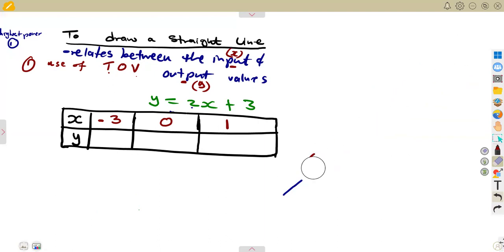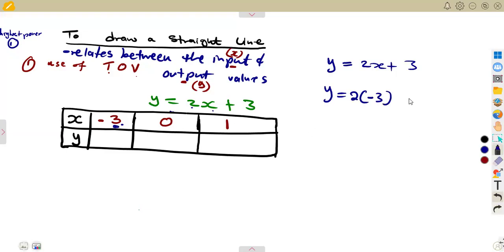Straight line. So that is the idea there. You're just going to substitute your x values to obtain the y values. When x is -3, you are substituting into the equation that you are given, the 2x. In place of x, you are going to substitute the x value. This is our input. And x is -3. So you just substitute in place of x.